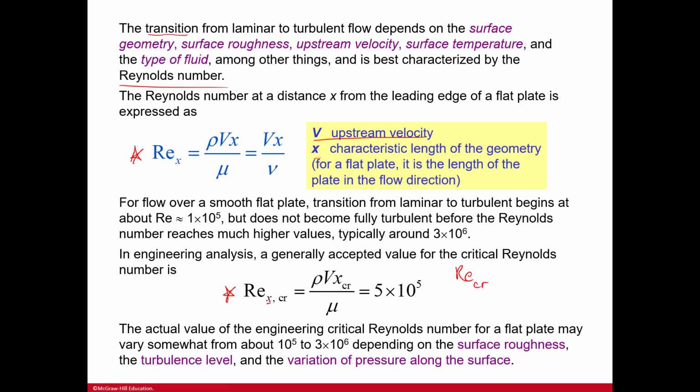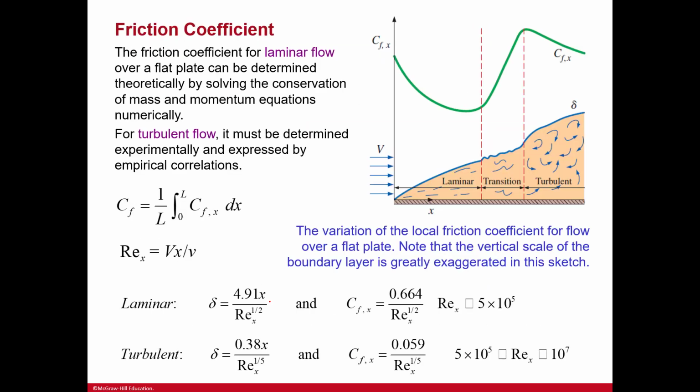The actual value of the engineering critical Reynolds number for a flat plate may vary somewhere between these, depending on the surface roughness, turbulence levels, and variation of pressure along the surface. It's highly, highly dependent on not only the body that you're looking at, but the fluid that you are cutting through and the environmental effects. It's dependent on all of it.